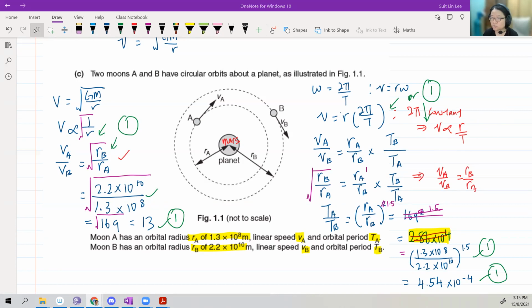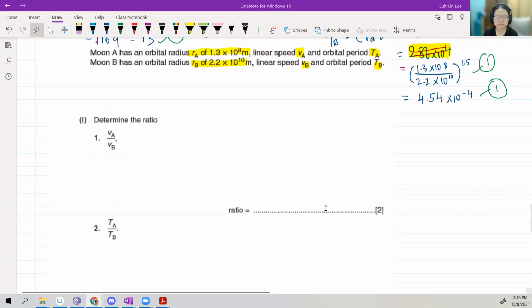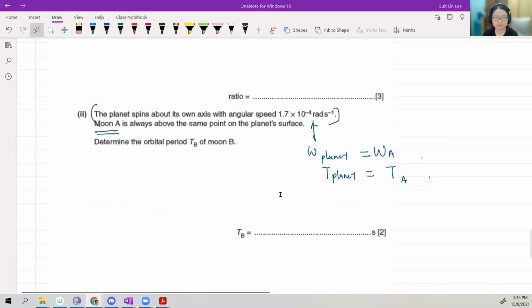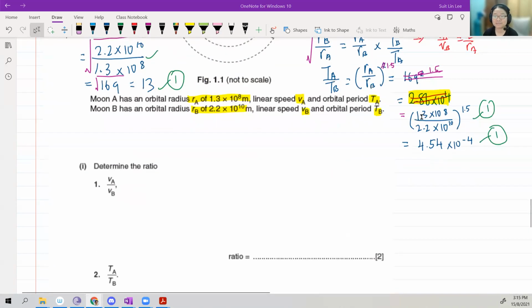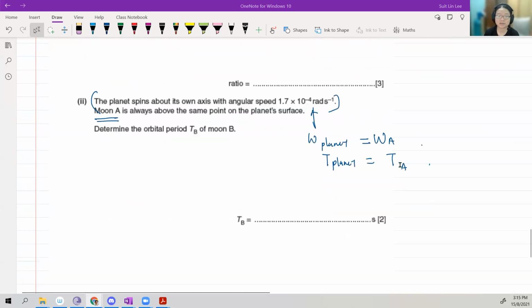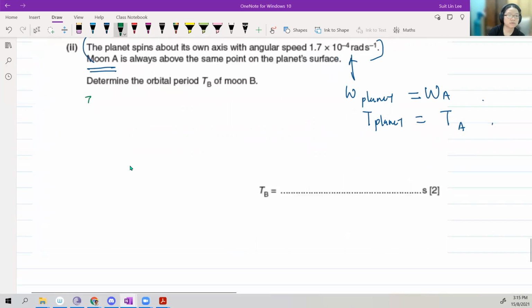So just to give you an overview of what we've covered so far, this one needs to change. You got this one already? TA over TB is this. TA over TB is 4.54 times 10 to the power of -4.